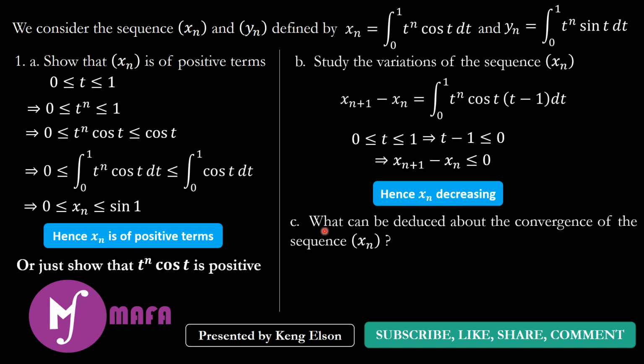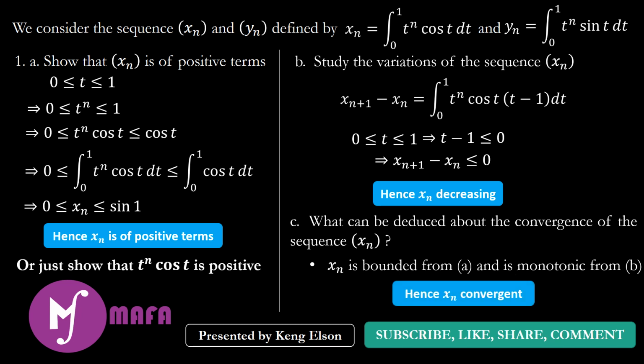Right. The next part says what can be deduced about the convergence of the sequence xn. Now it should be seen that from the first question we have proven that xn is actually bounded. From the second question we have seen that xn is monotonic. So these two conditions clearly tell us that the sequence xn is convergent. So every monotonic and bounded sequence is convergent.